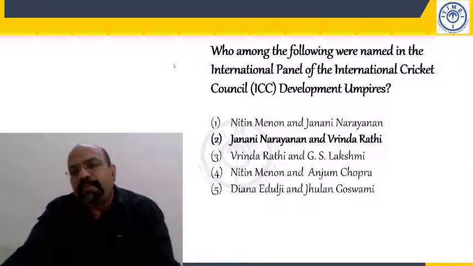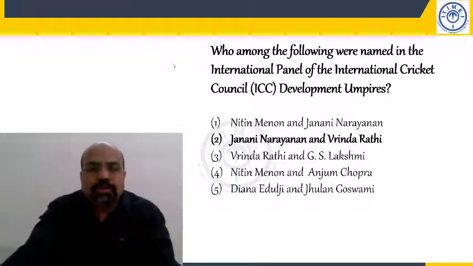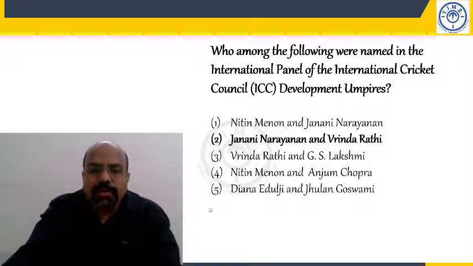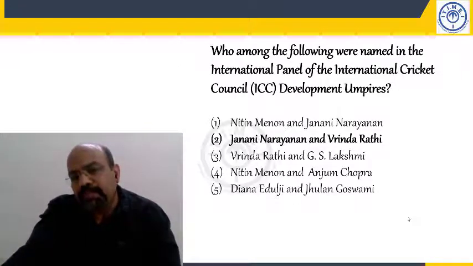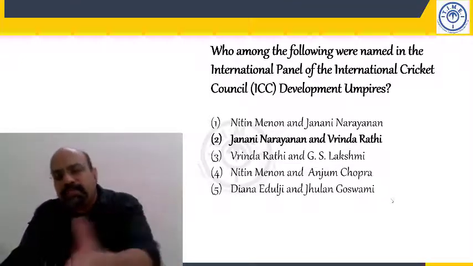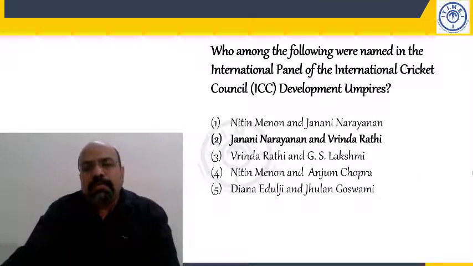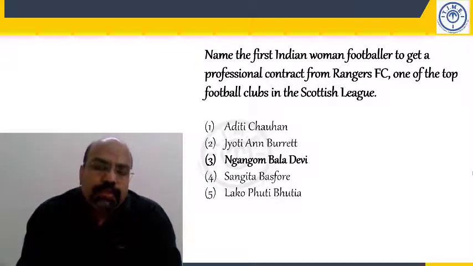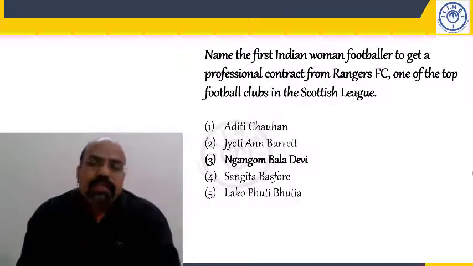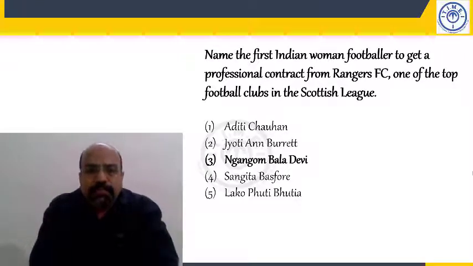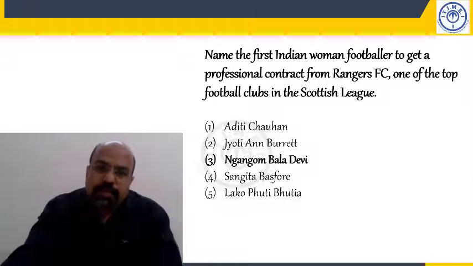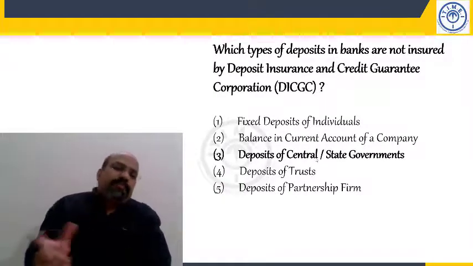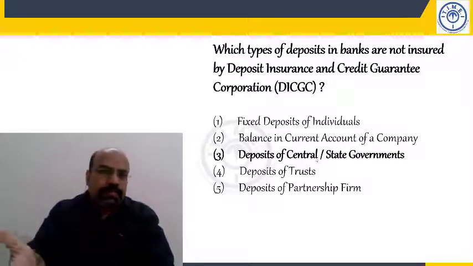Who among the following were named to the international panel of ICC development umpires? Choice 2, it's mentioned already: Janani Narayanan and Vrinda Rathi. You know who choice 5 are? They played for India in the past. Anjum Chopra also played cricket for India. I'm talking of just the more recent ones. Name the first Indian women footballer to get a professional contract from Rangers Football Club, one of the top football clubs in the Scottish League. Gangom Bala Devi. She's from Manipur. See, today's questions, you would have seen that a lot of these don't require discussion, but wherever discussion is required, I'll bring it. I know I've brought some, and I'll keep bringing stuff.